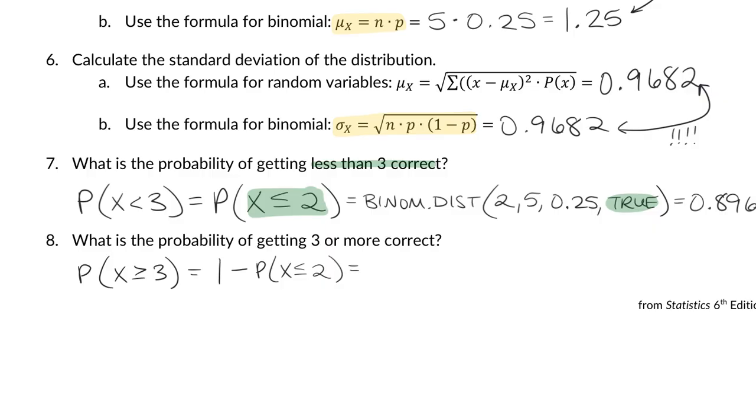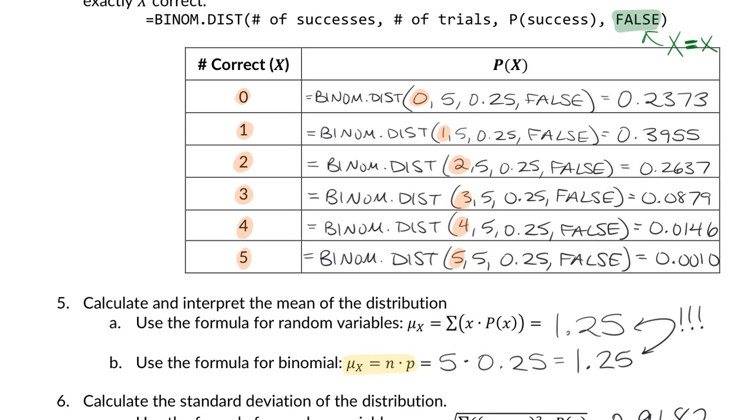Now we technically already found this number, my friends. This is 1 minus 0.8965. That's what we just got in number 7, which would give you 0.1035. But if you wanted to just find the probability of getting 3 or more correct and you had a table, just like in number 7, you could take the number for 3, the number for 4, and the number for 5 and add them together.